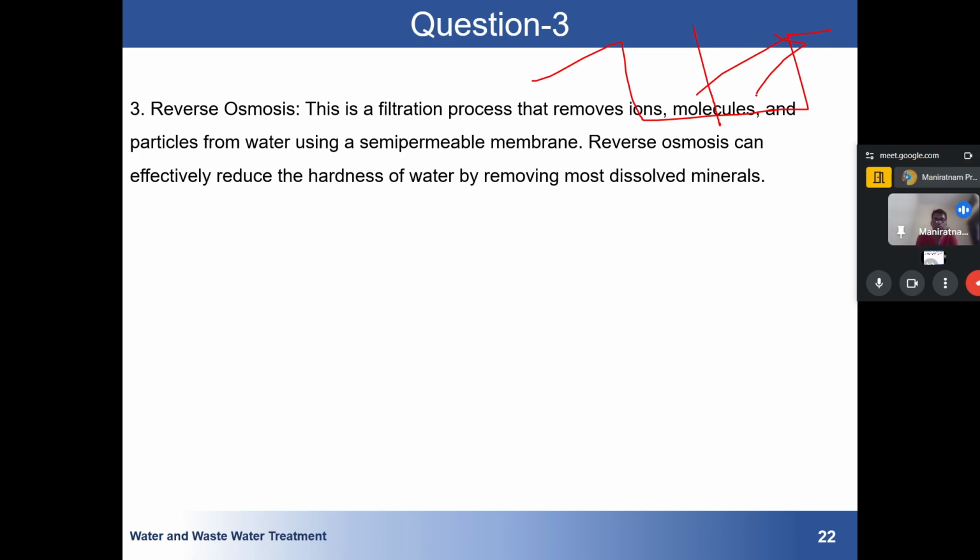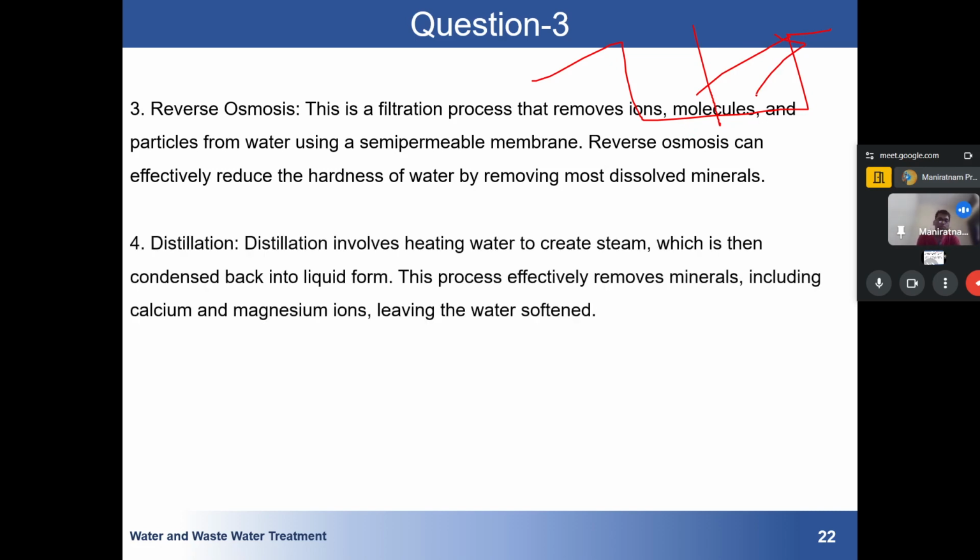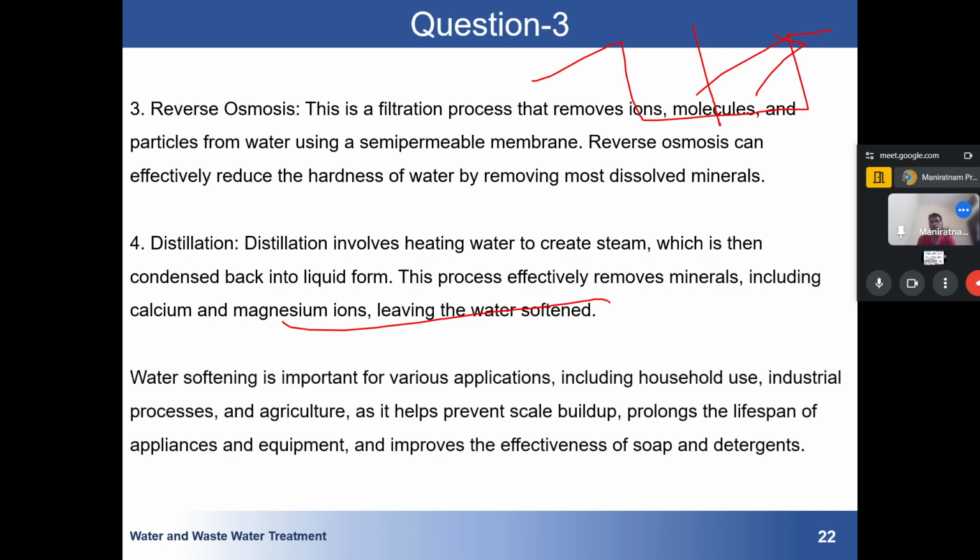Reverse osmosis, okay. And the third is distillation. This is just to remove temporary hardness, that is carbonate hardness. Distillation involves heating water, which is then condensed into liquid. This effectively removes minerals including calcium and magnesium, leaving the water softened. If you heat it, all the calcium and magnesium will precipitate out and you will get soft water. Water softening is important for various applications including household use, industrial processes and agriculture, and somehow we have to prevent the problems due to hardness.